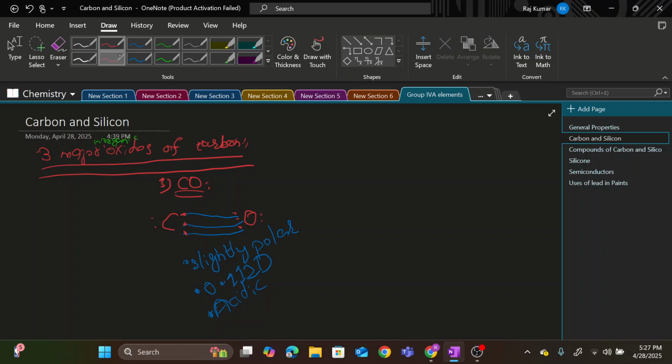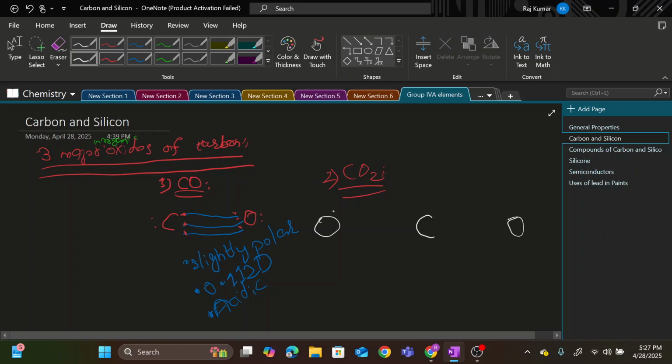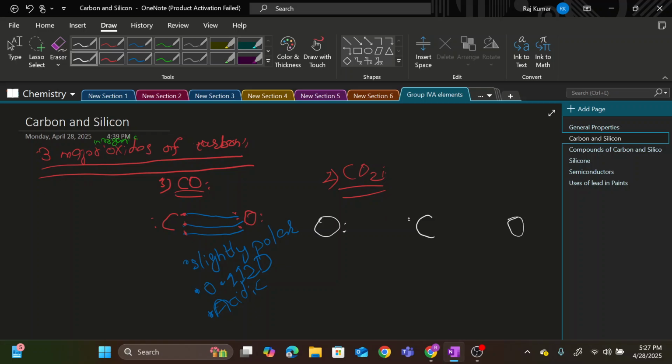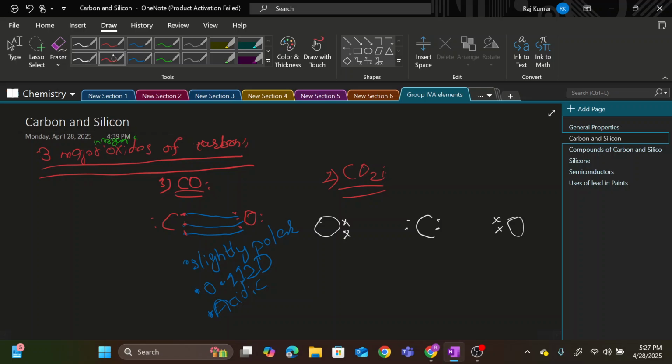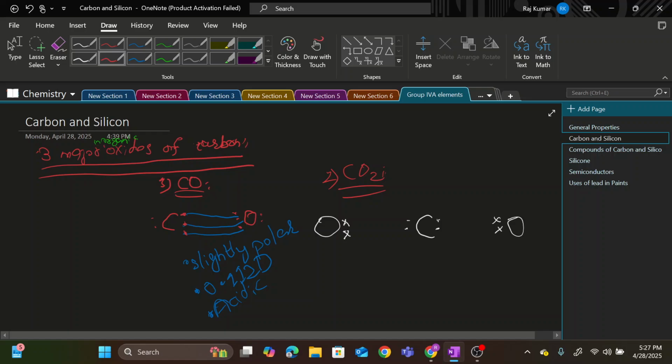Second one is carbon dioxide. Now, if you talk about carbon dioxide, the structure is like this. This is carbon in the center, with oxygen on one side and oxygen on the other side. You might see that the structure which is formed is pretty straight. It is a linear structure.